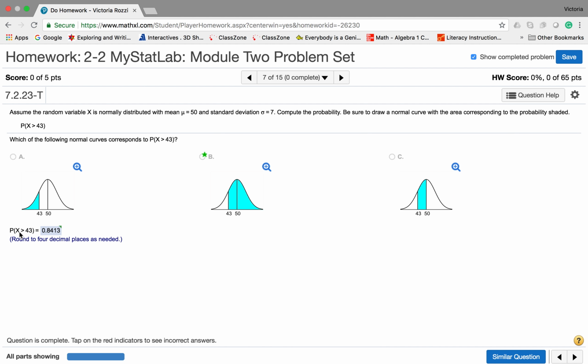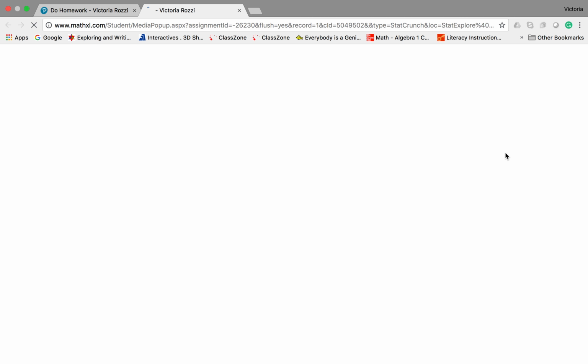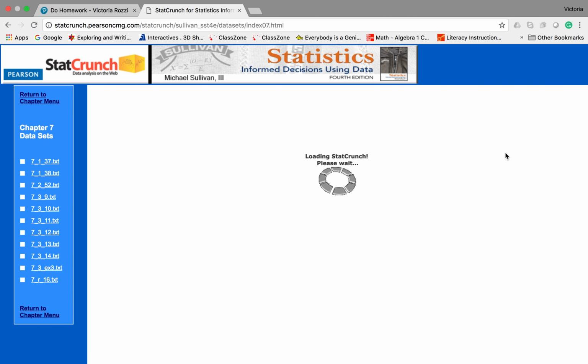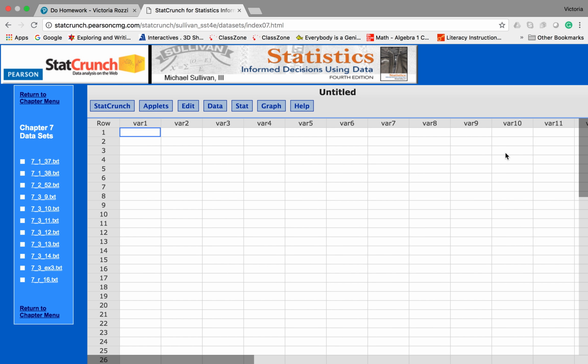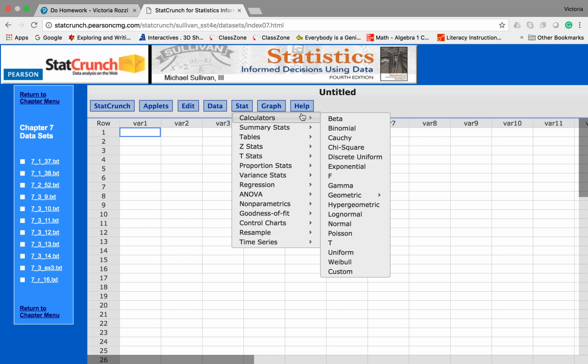Okay, now to find this probability, easiest way, you guessed it, StatCrunch. There's no link directly here. What you want to do is go to question help and then click in StatCrunch, and that's how you can always access StatCrunch through MyStatLab. Okay, so what we're going to do here is go to Stat, and we're going to go to our normal probability calculator. So we're going to go to calculators and then to normal.